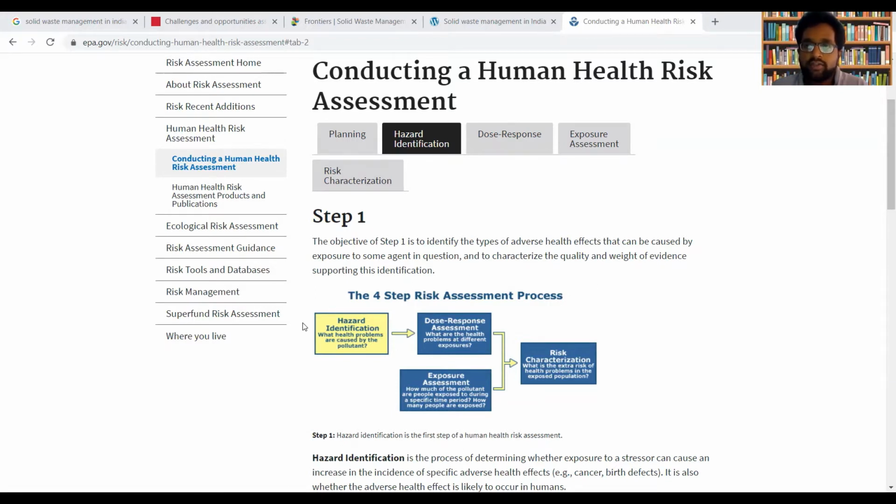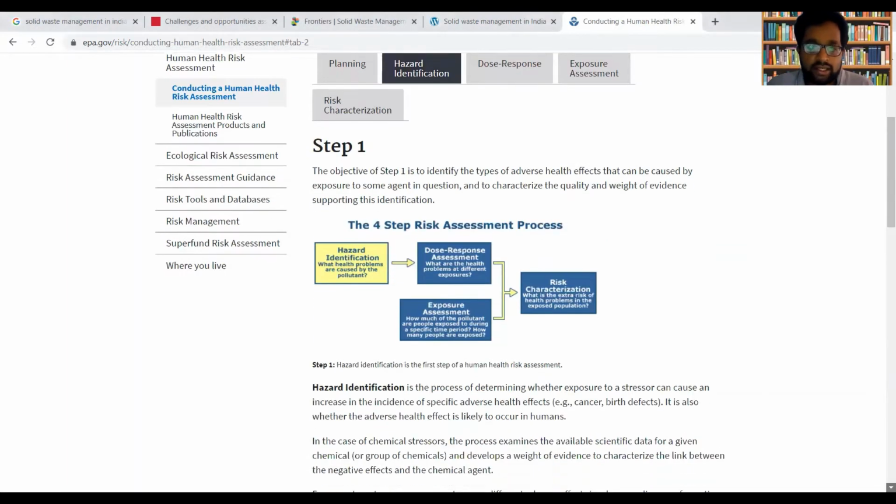And another one is exposure assessment. Exposure assessment includes two types of assessment: what types of pollutants will be exposed to people, and secondly, how many people are exposed? Both of these need to be characterized: dose response assessment and exposure assessment. And the last step is risk characterization. In the exposed population, what is the extra risk of health problems? You call it the risk characterization.